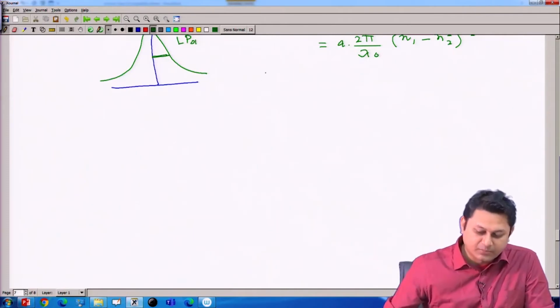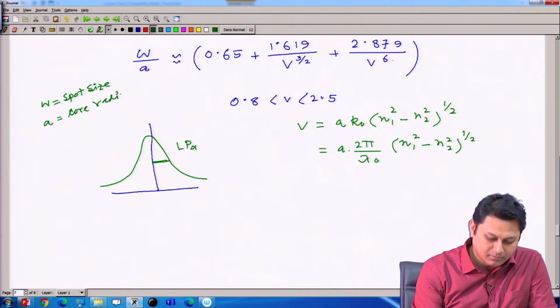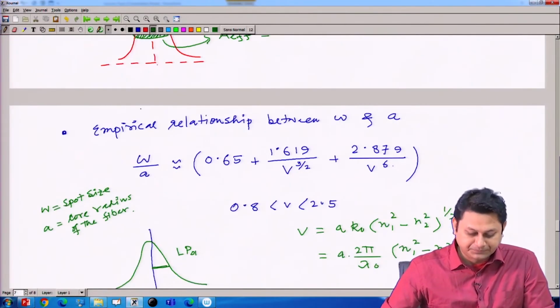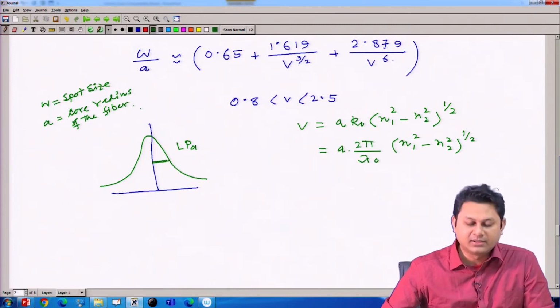So, here W is the spot size. Let me write it. W is basically the spot size, and A is the core radius of the fiber. Okay. So, with this I would like to conclude the topic related to modes. Almost everything we covered here.